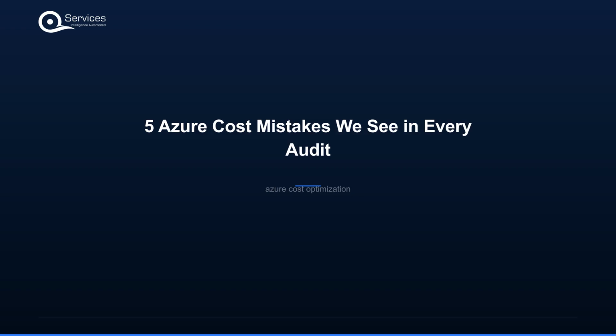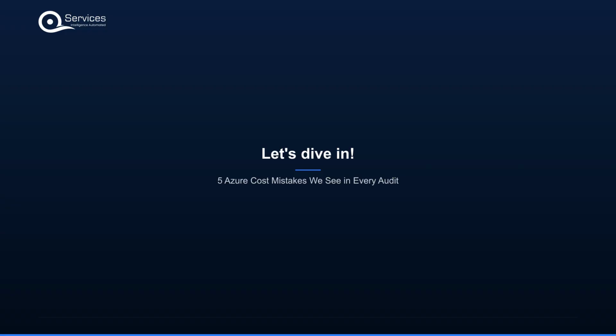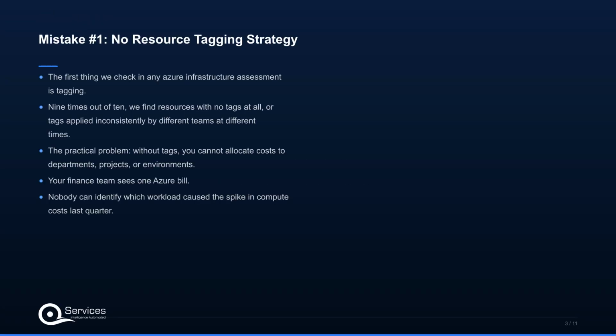5 Azure cost mistakes we see in every audit. So, Azure cost optimization. It's something a lot of people ask about, and today we're going to walk through it step by step. Now, mistake number 1, no resource tagging strategy.